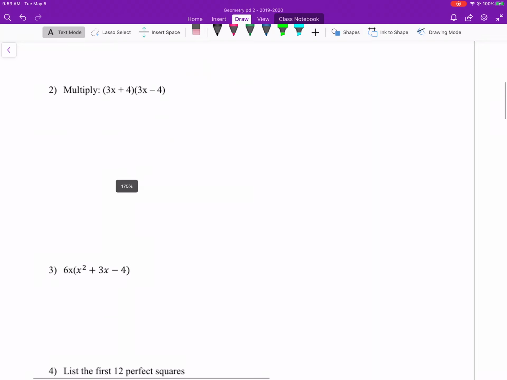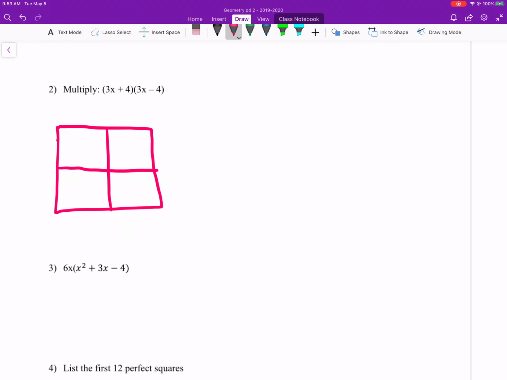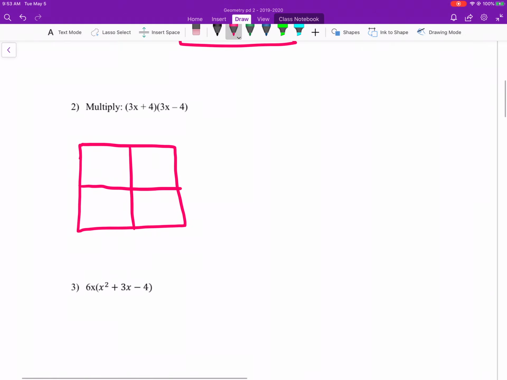All right, next, we're multiplying two binomials, 3x plus 4 and 3x minus 4. They look very, very similar. All right, but let's see what happens when we multiply them. Remember, we set up the box method. We have a 2 by 2 box because it's a binomial and binomial. 3x plus 4 and 3x minus 4.